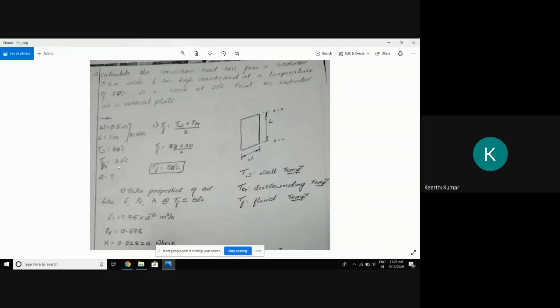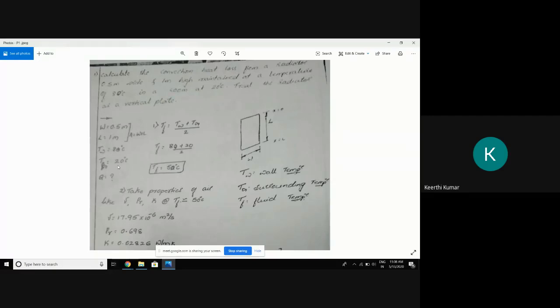Third column, notations. TF is nothing but the film temperature, TW is the wall temperature, correct? So instead of TF, that is film temperature, he has given one more, that is T infinity. T infinity is nothing but the fluid temperature. So the first step to be followed is the film temperature. In forced convection, what do we find out? We find the bulk mean temperature. Here we are finding the film temperature. TF is equal to (TW plus T infinity) by 2. That formula is available in the data handbook just below the free convection topic.